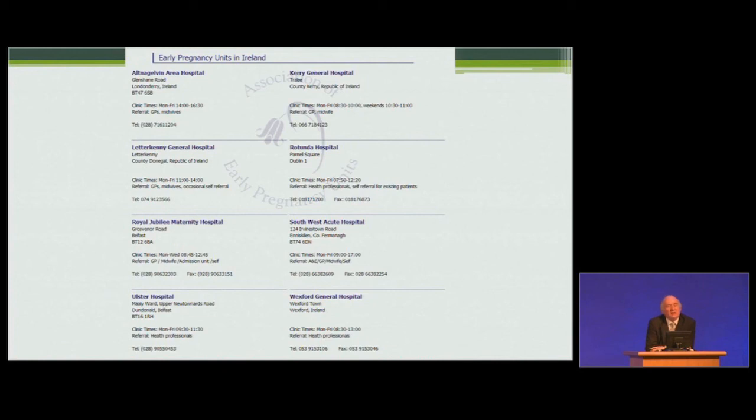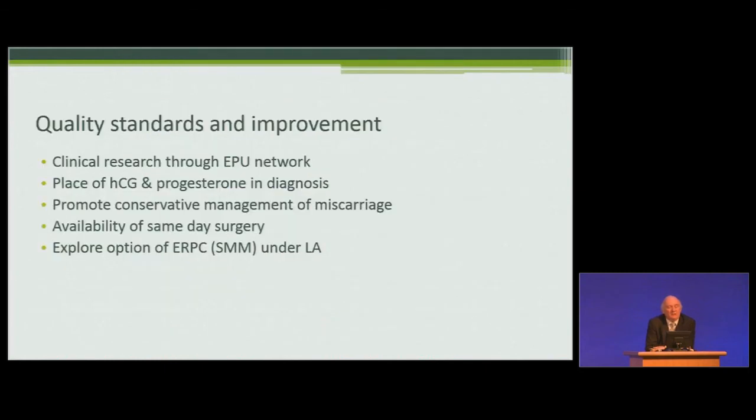Should we be looking after our own? Why would we do that? Maybe clinical research using a network, or maybe looking at things like what should we be doing with HCGs, or how should we manage miscarriage? There are a lot of questions that we need to look at as a nation. What are we doing about same-day surgery and ERPC? Should we be calling ERPC now SMM, surgical management of miscarriage, because people don't like calling it products of conception? Should we be doing it under local? I don't know.